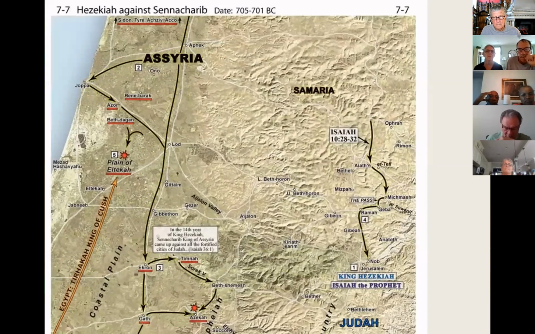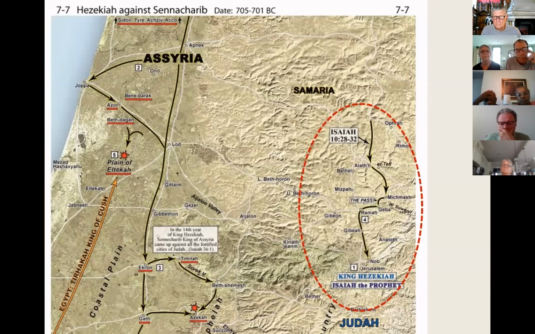Map 7.7 illustrates a historical event at the Pass of Michmash in the days of King Hezekiah and the prophet Isaiah. A garrison of Assyrian soldiers threatened Jerusalem from the north. Isaiah tells us the enemy came from the north and deposited supplies on the north side of the pass at Michmash. Then Isaiah says, "They've crossed over the pass. He's lodging at Geba. Ramah is terrified. Gibeah of Saul has fled." The Assyrians came to Nob and shook their fist threateningly at Jerusalem. But that was enough. The Lord cut the Assyrians down like a tree.